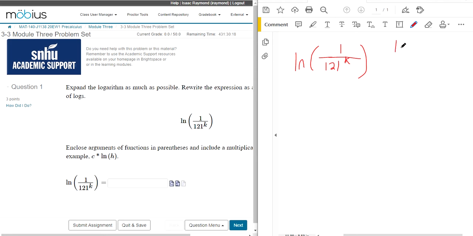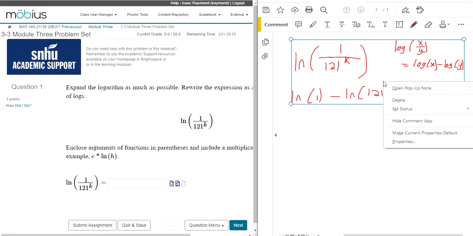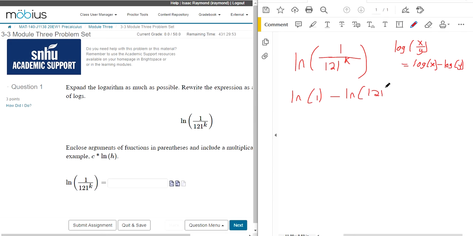First property of logarithms we're going to use is that any log of an x divided by y is the same thing as log of x minus log of y, like this. So this is natural log 1, because this is our x, subtracted by natural log of 121 to the k power. We'll deal with that k power in just a second.